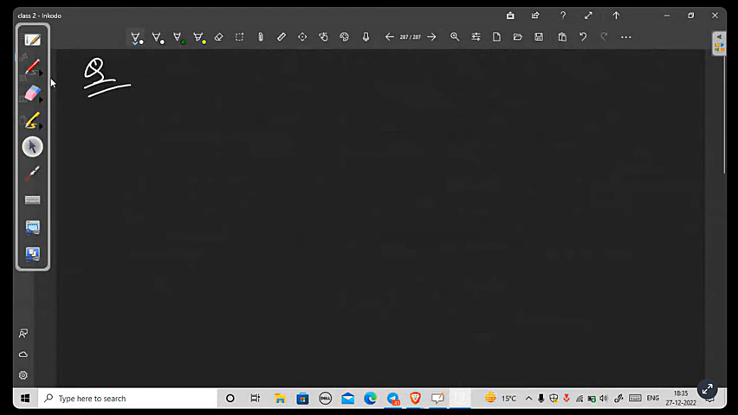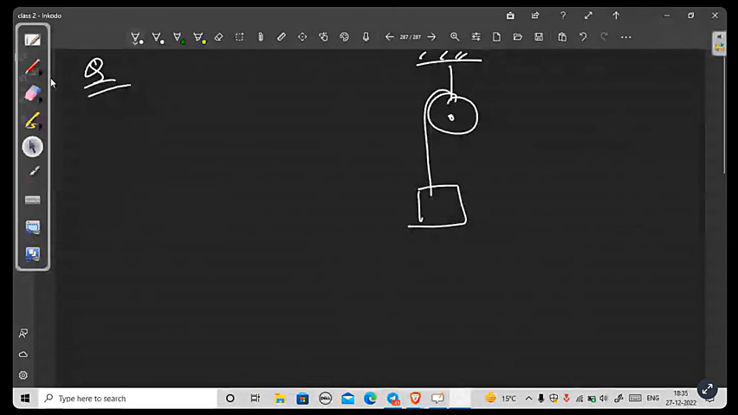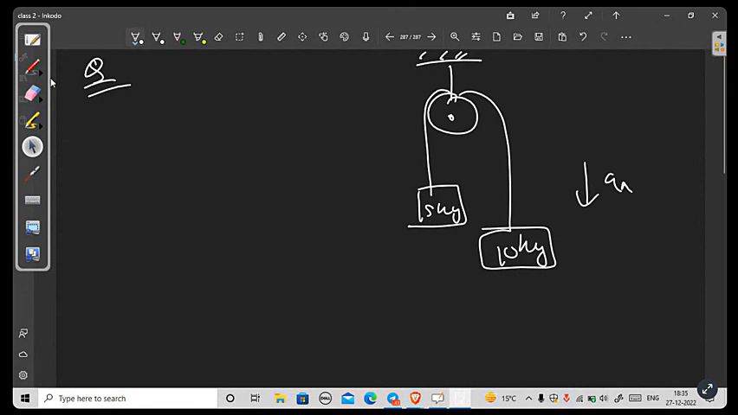The ceiling. Okay, and the two masses hang from this. The first mass is 5 kg. The second mass is 10 kg. And the system is moving downwards. Net acceleration is towards downwards. So you have to calculate the acceleration of the system. Two things: calculate the acceleration in the system and the tension in the string. This tension.